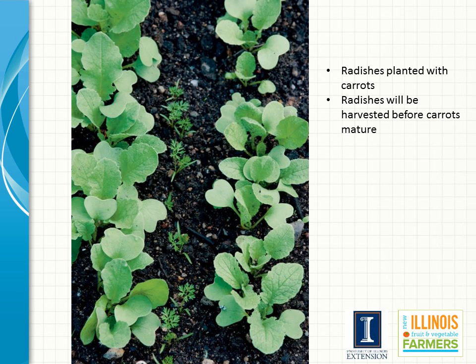Here's another example of a short season quick crop planted with a longer season crop in the same spot but with different harvest times. This is a classic example of planting radishes and carrots at the same time. The radishes will mature and be harvested before the carrots need the space to complete their maturation.